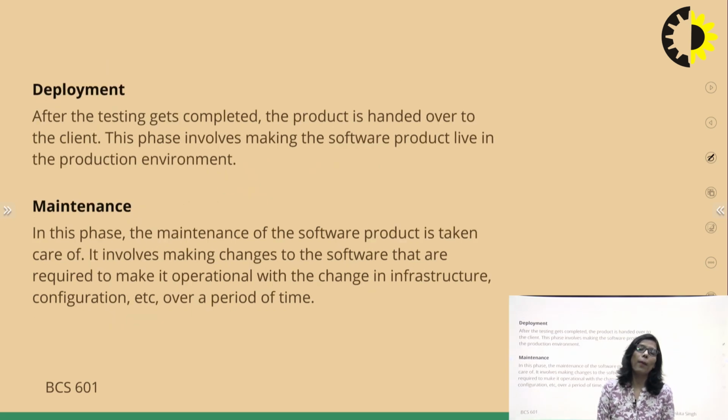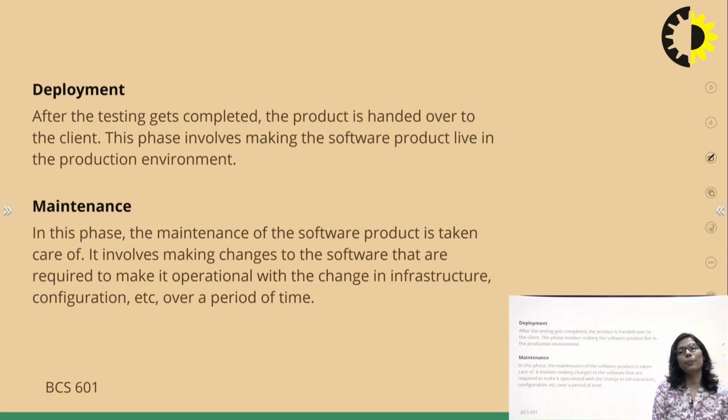Next is your deployment. So once we have tested our code, we are satisfied that whatever was laid down in your requirement phase has been fulfilled. So we go to the deployment phase. We actually deploy the software at the customer site. And then comes the last phase, that's maintenance.